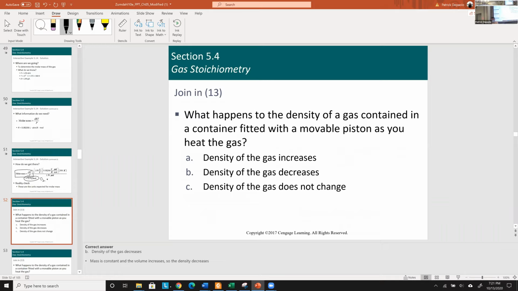Okay, cool. So let's do some questions. What happens to the density of a gas contained in a container fitted with a movable piston if you heat the gas? Now this is about the density. So what happens to the density of the gas?